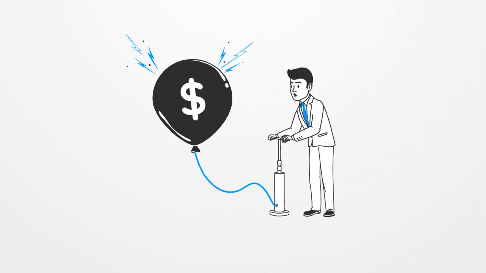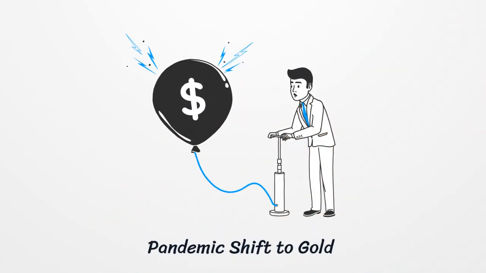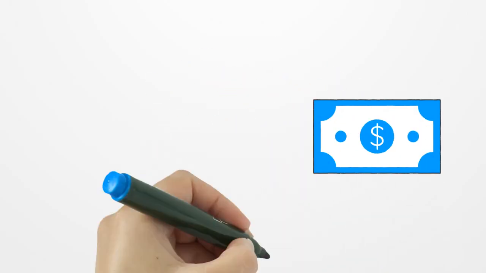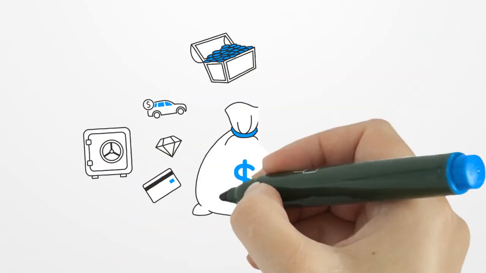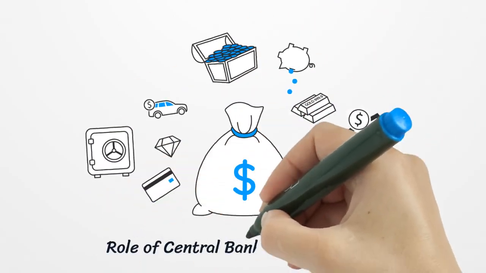Similarly, during the global pandemic, rising risk perception accelerated the shift toward gold. Bank 5. Central banks and reserve policies. Central banks also play a key role in gold price movements.